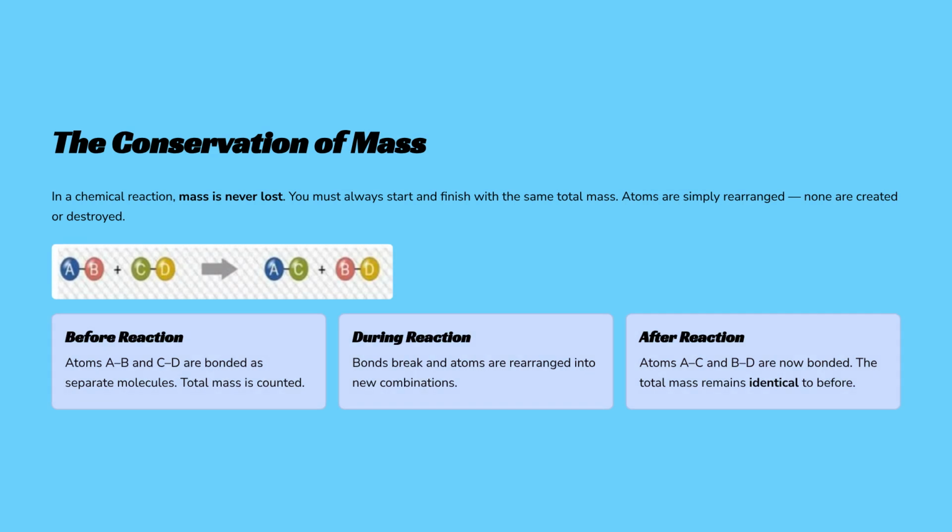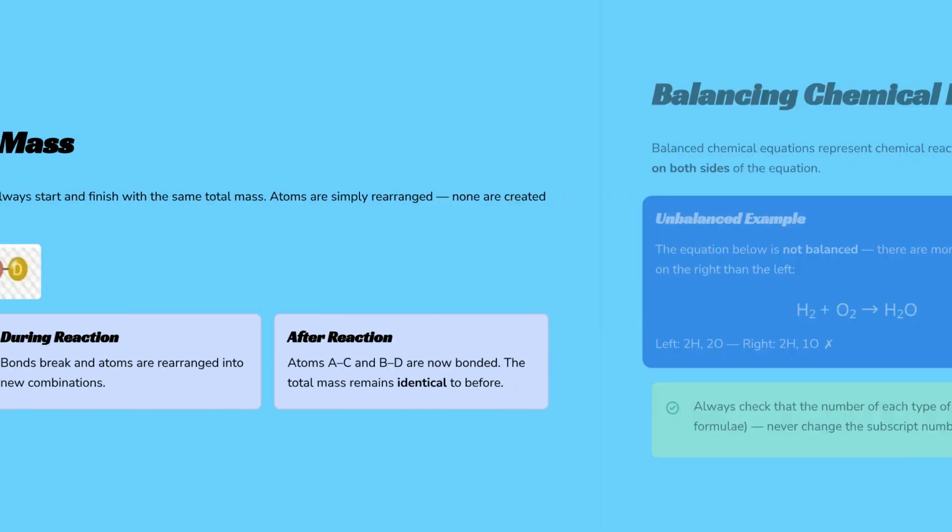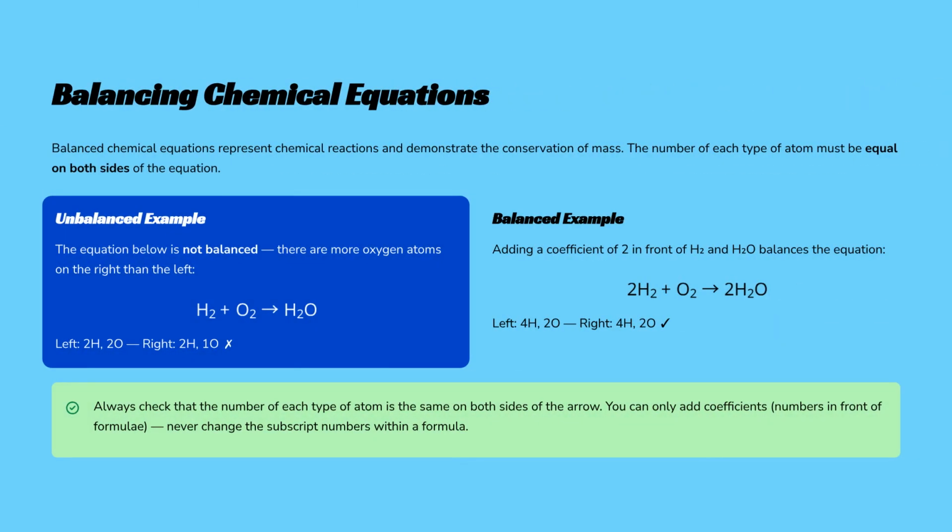The total mass before and after a reaction must be identical, as atoms are simply rearranged. Balancing chemical equations ensures the conservation of mass, meaning the number of each type of atom is equal on both sides. You can only add coefficients, not change the subscript numbers within a formula.